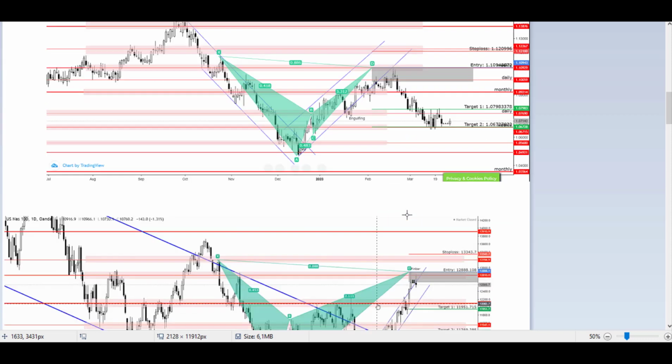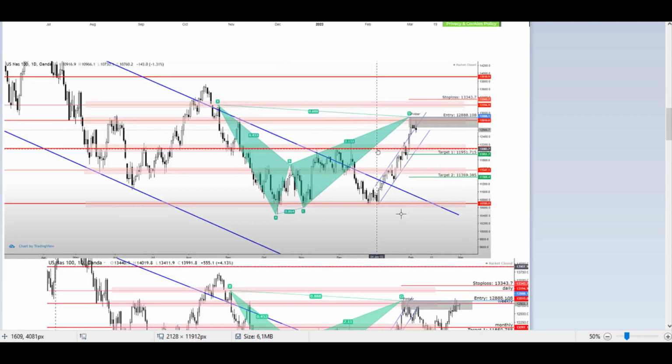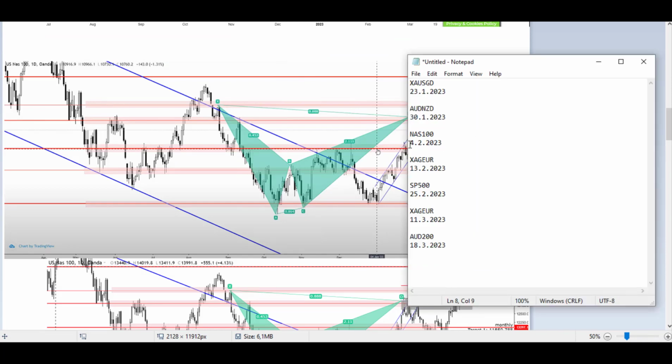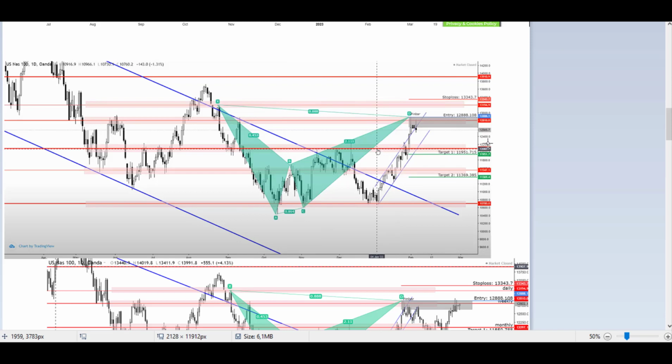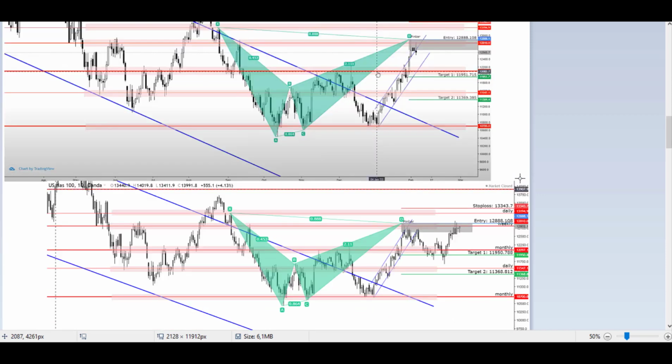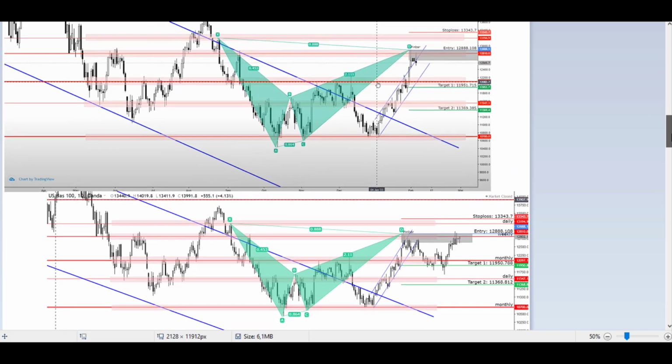But let's see the third one. It was US 100, and that was on the 4th of February this year. In this case, there was also a bearish pattern that was suggesting that the price could reach target 1 and target 2, and this is the result of that. You can see that the price has gone to profit target 1 and then reversed back up, and currently it is at the entry point.